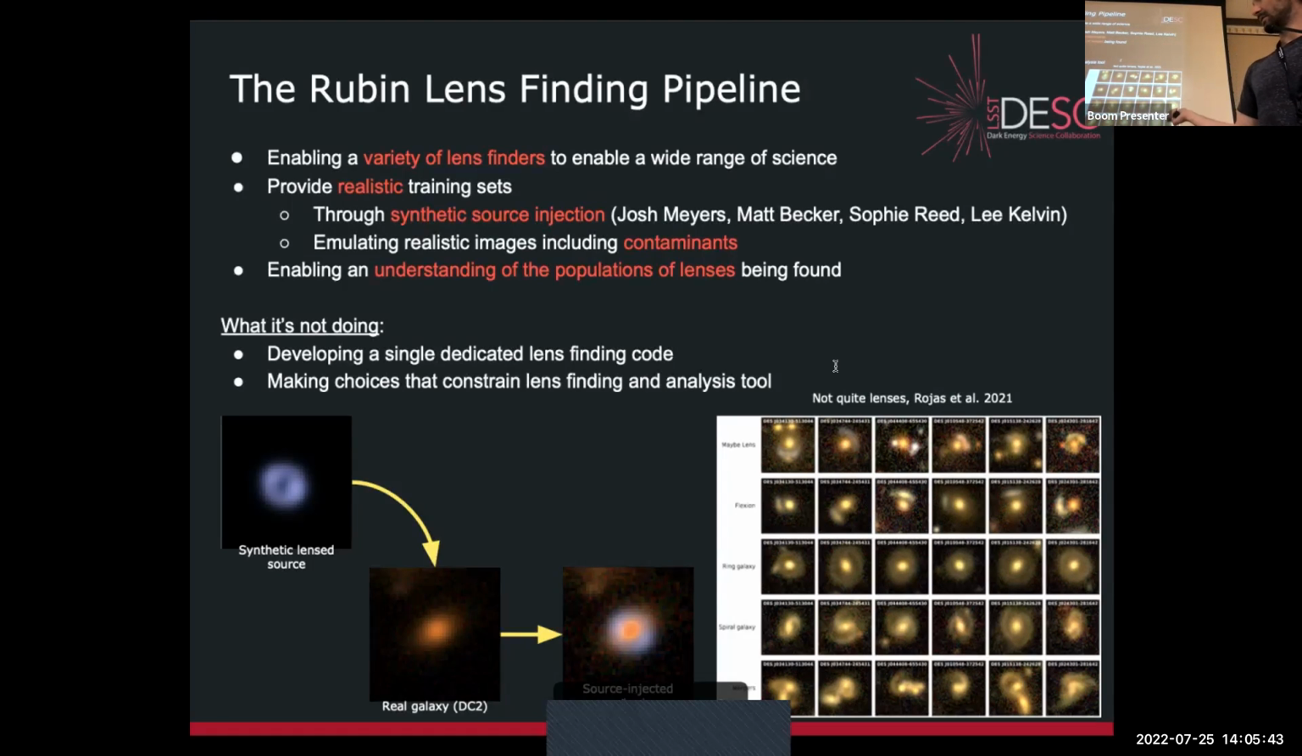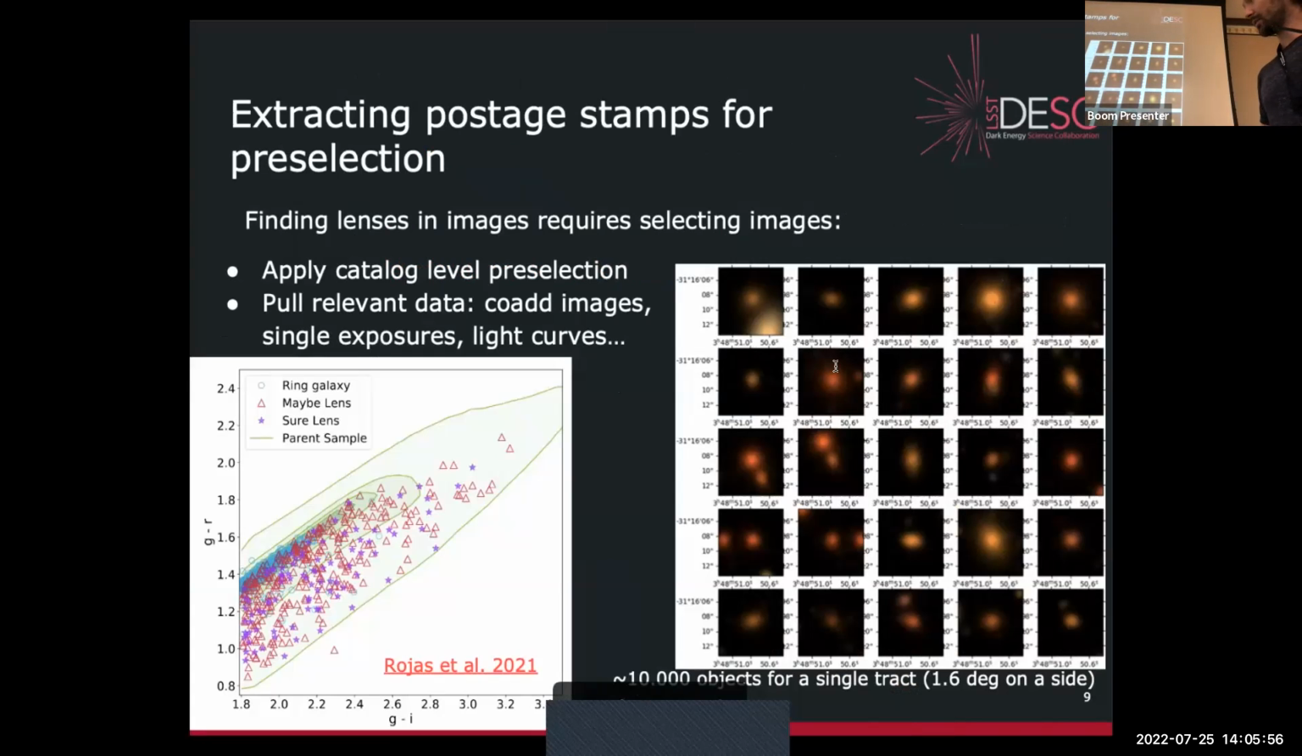And so the advantage of running in real data is that we also get all of the spurious detection and all of the realistic images that can pollute our searches. So for now, the way this synthetic source injection of lenses works is that we take a bunch of galaxies from DC2, since we don't yet have data with Rubin, but it will just work just as well with Rubin.